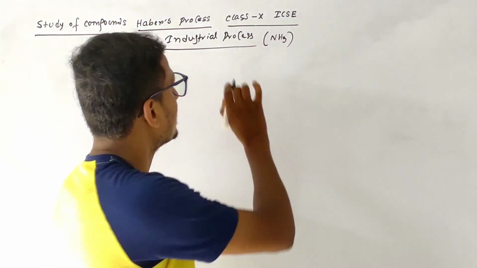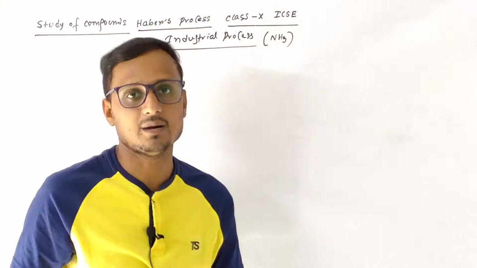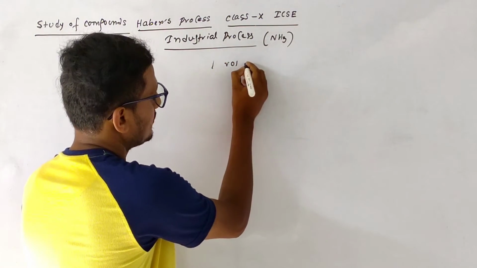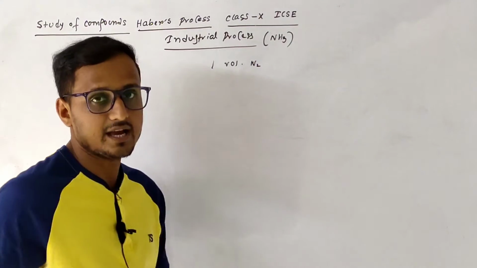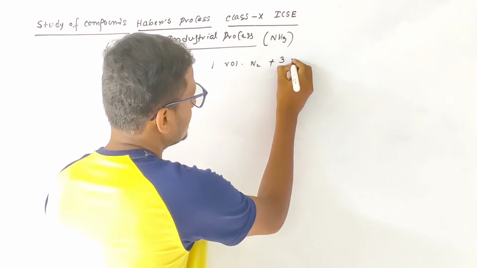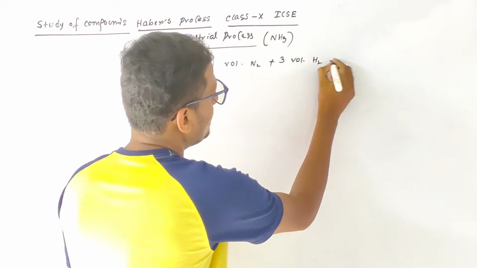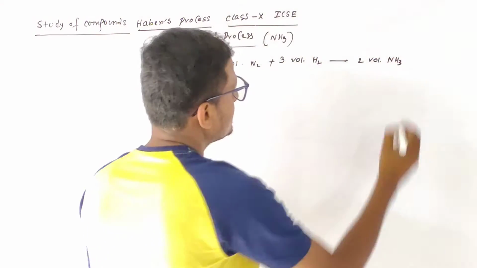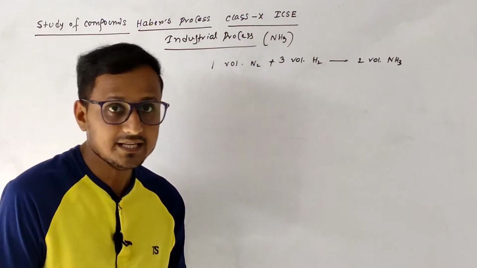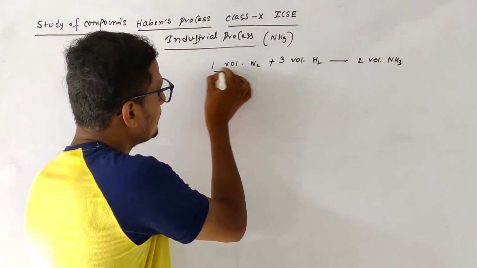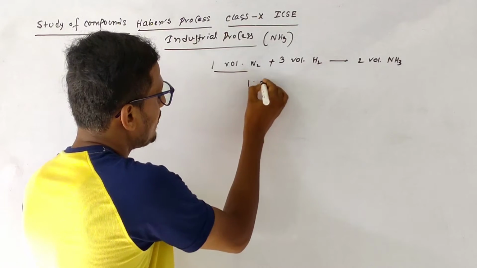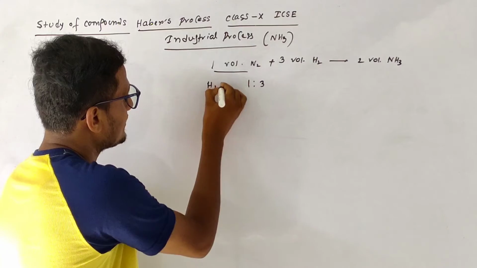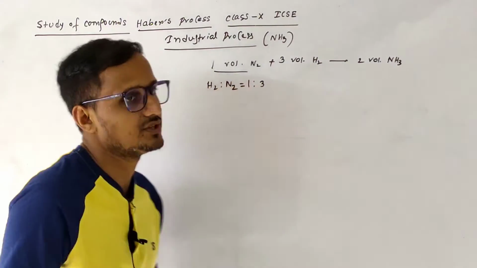Now, what is the method here to prepare the ammonia? Here, 1 volume of nitrogen reacts with 3 volumes of hydrogen to form 2 volumes of ammonia. This is the Haber's process. That means the ratio of the volume of nitrogen and hydrogen should be 1:3.